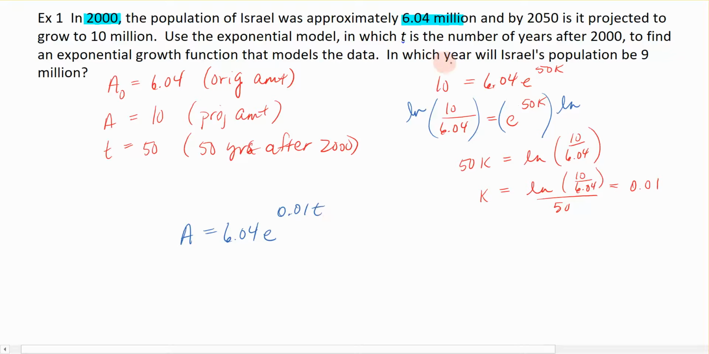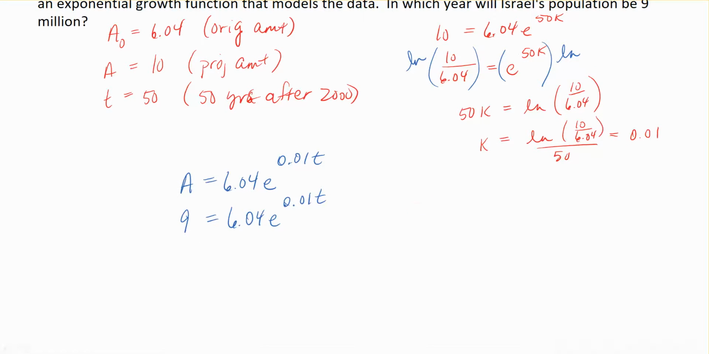Now, if I want to answer the second part of this problem, it says, in which year will Israel's population be 9 million? So this is going to be the projected amount. This is the amount for any time t. So we are going to plug 9 into our model, 6.04 e to the 0.01t. And now I'm going to solve for t, which is up in this exponential position. So what do we do? We're going to divide both sides by 6.04. So this is 9 divided by 6.04 equal to e to the 0.01t.